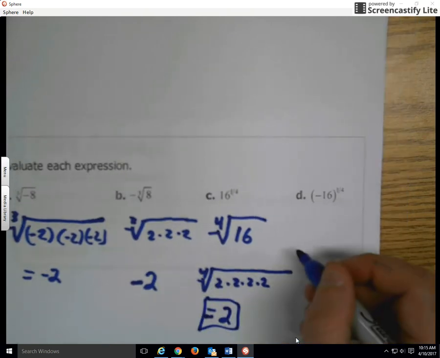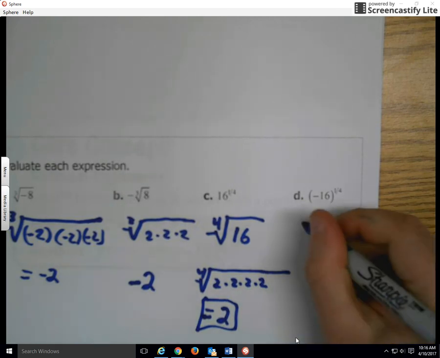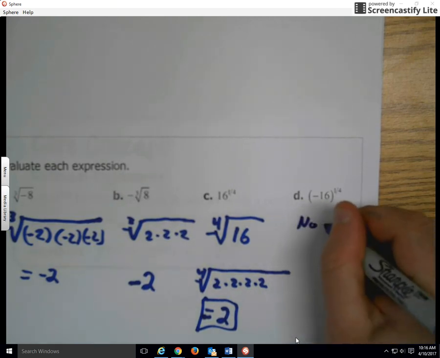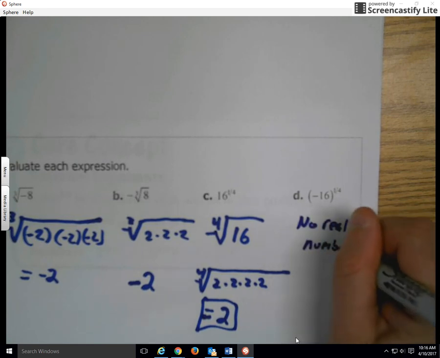Okay. And then look, this last one's kind of interesting. It says take negative 16 to the 1/4. But that's not a real number, because there is no real number that can be multiplied by itself 4 times to produce a negative 16. Because remember, a negative times a negative is a positive. And so it's really a trick question. So it's no real number.